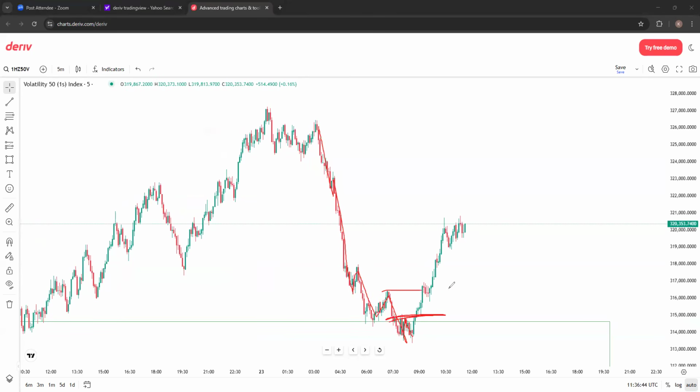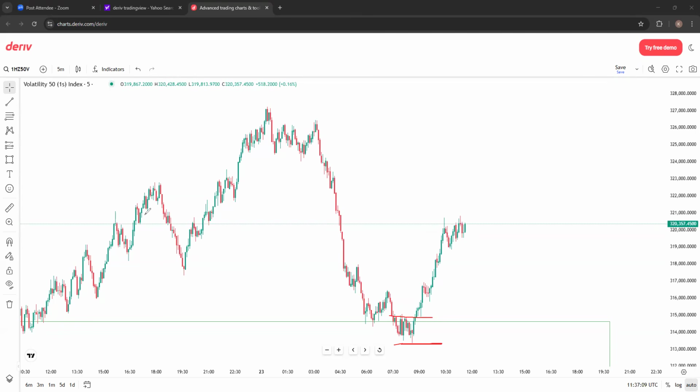Change of characters and break of structure. These are now the things that are going to say, all right, we tapped in that order block, but soon after tapping in that order block, we saw a what? A change of character. This is when we start taking entries. Although some people would be like, I want to take it directly in this OB, I would wait for that change of character or that break of structure, and then I'll start taking entries from there.